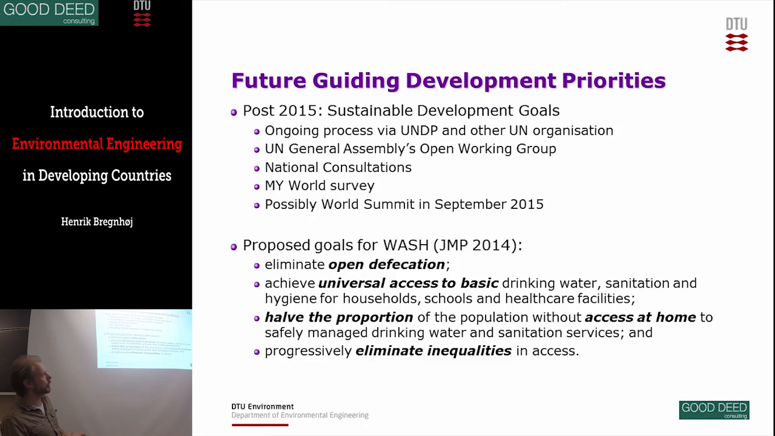And then again, they say we cannot reach the total goal. They put again this like half the proportion of the population without access at home to safely managed drinking water and sanitation. So this is talking about safe access at home. We want more people. It's not very good about these shared latrines, but everybody should have a shared latrine, and more people should have access at home. And then they say progressively eliminate inequalities in access. And that is about the difference between urban and rural, between rich and poor, and so on. Good.